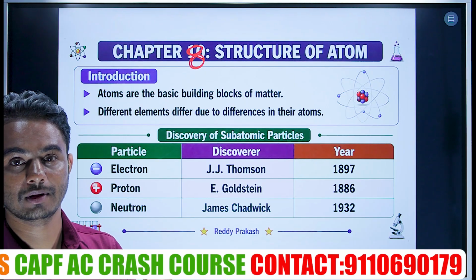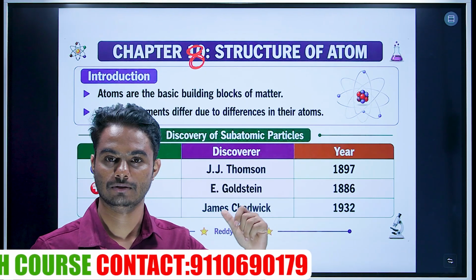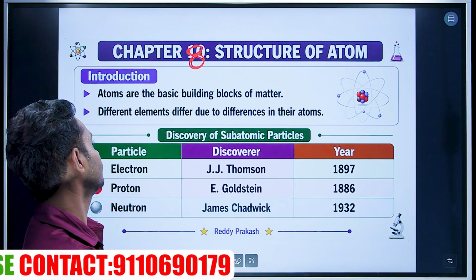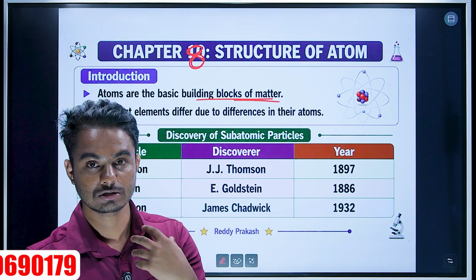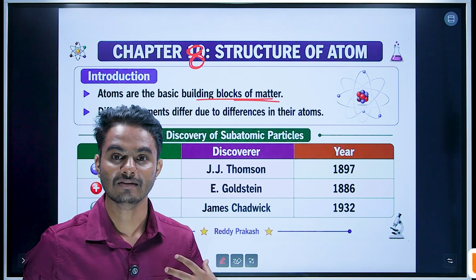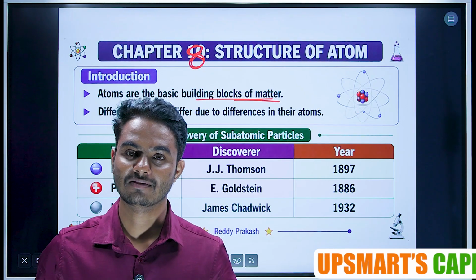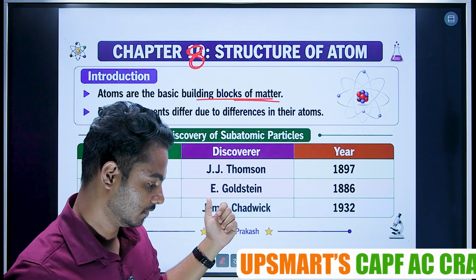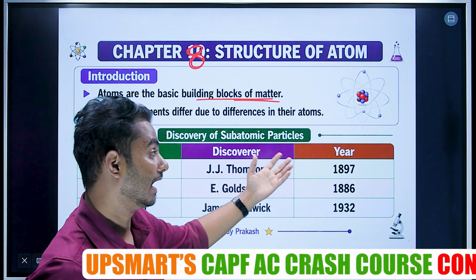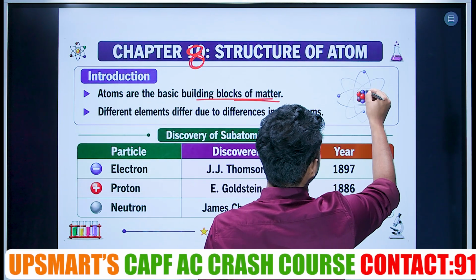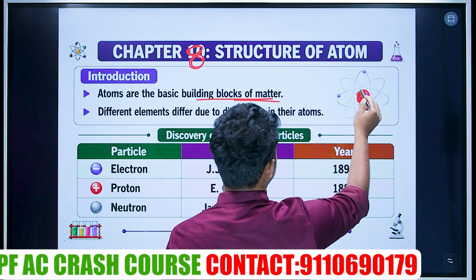So what is an atom? Atom is the smallest particle of an element. We know that. Atoms are the building blocks of matter. That is the smallest particle of elements. Like the cells have a nucleus inside it and a cell membrane around it, atoms also have a nucleus inside.